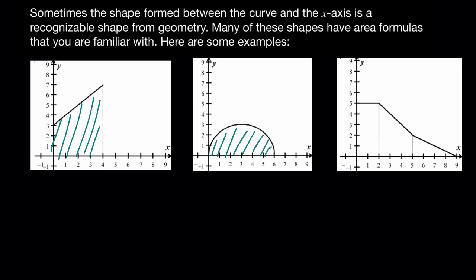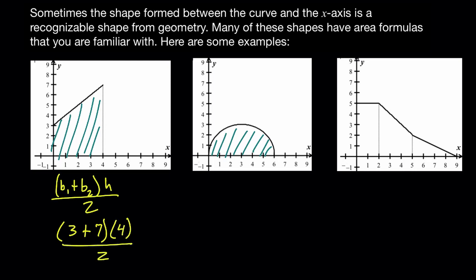Starting out with the first one, this shape is your trapezoid. The trapezoid formula is base 1 plus base 2 times the height divided by 2, where your bases are the two sides that are parallel to each other. So that would be 3 plus 7. The height is the distance between your two bases, which is 4, divided by 2. It's going to give us an area of 20.